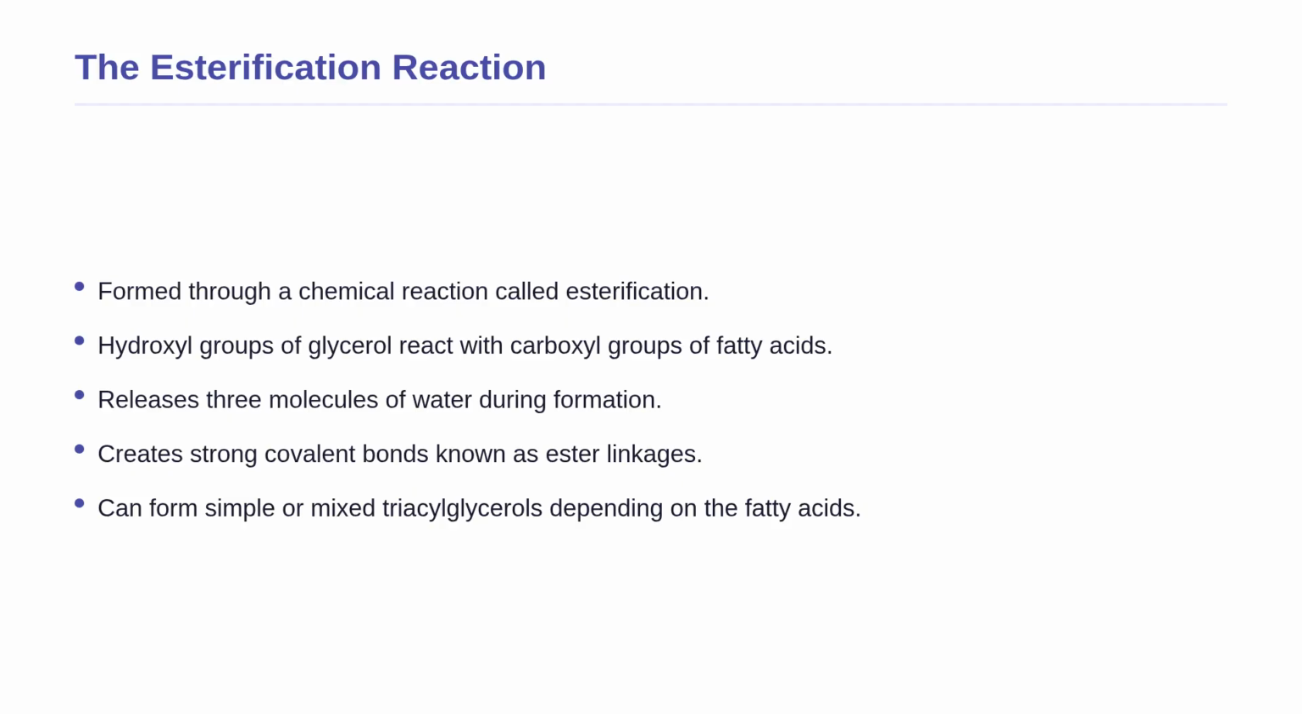Now that we know the building blocks, how do they actually connect? They join together through a chemical reaction called esterification. During this process, each of the 3 hydroxyl groups on the glycerol backbone reacts with the reactive carboxyl group of a fatty acid. When they connect, they release 3 molecules of water. This creates strong covalent bonds, known as ester linkages. If all 3 fatty acids are identical, we call it a simple triacylglycerol. However, in nature, they are usually mixed, containing 2 or 3 different types of fatty acids attached to the same backbone.